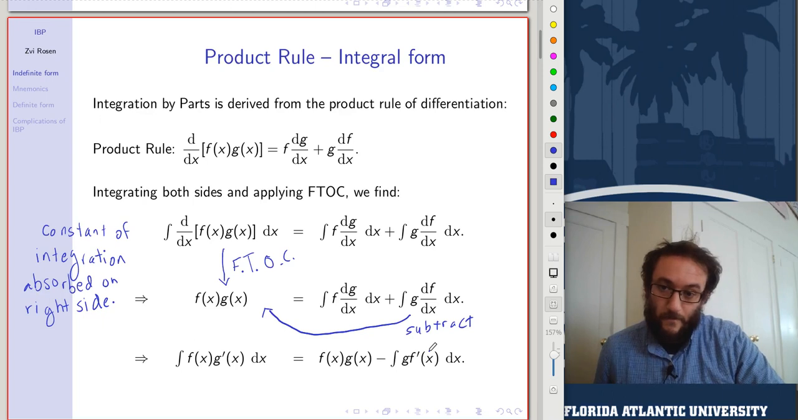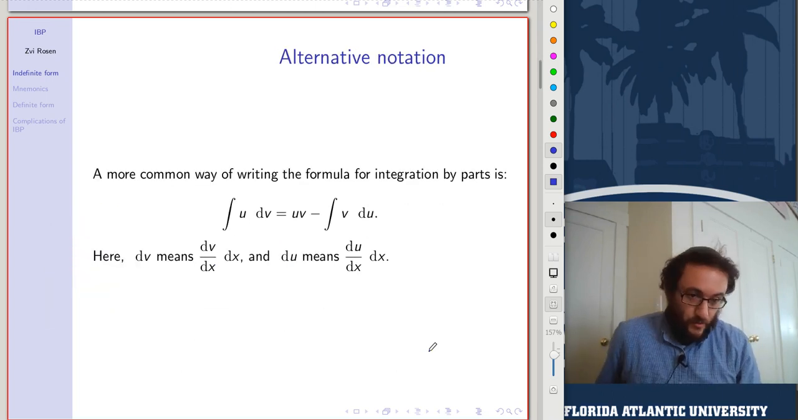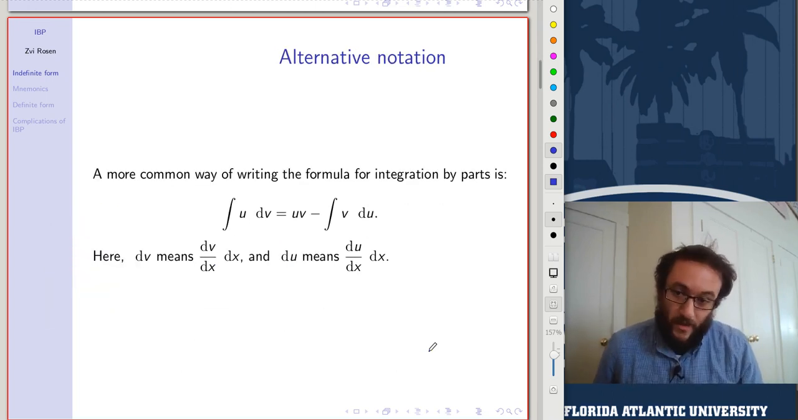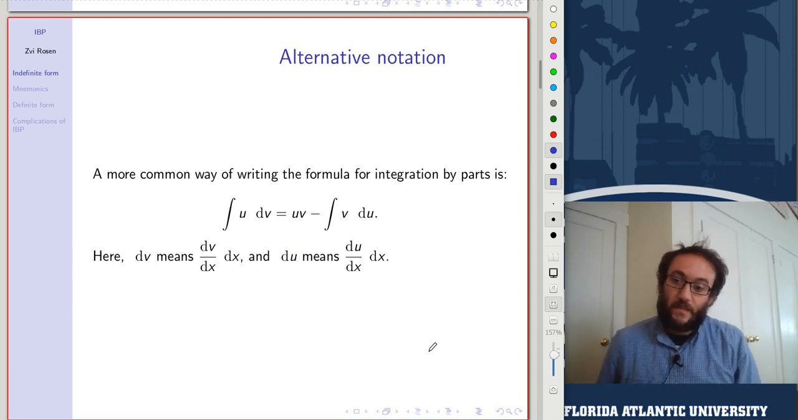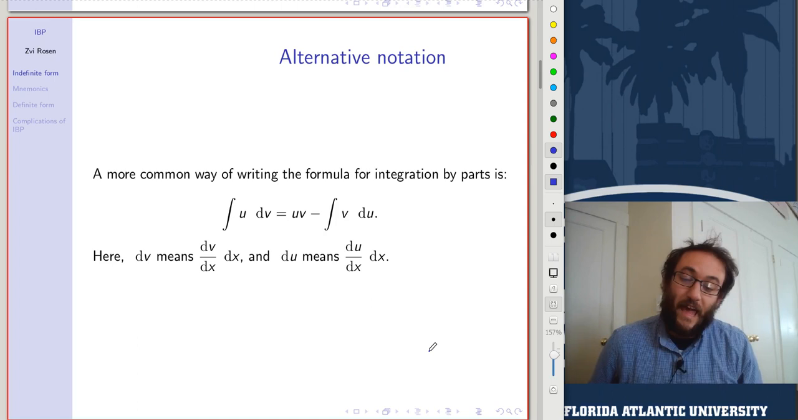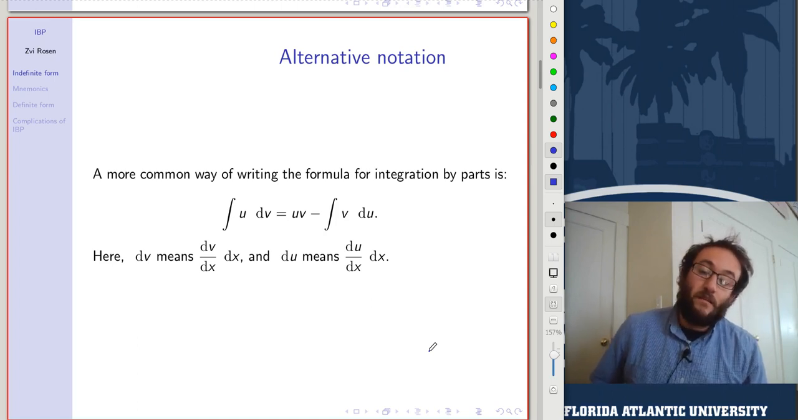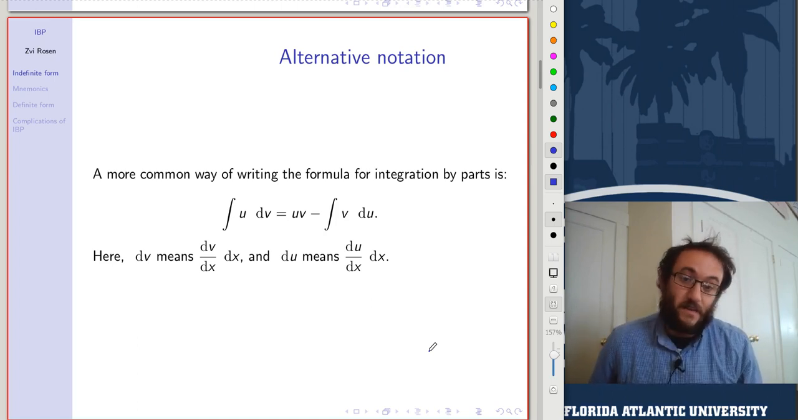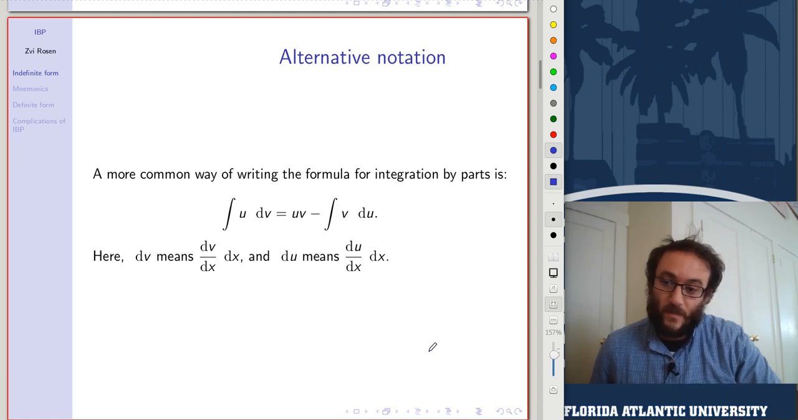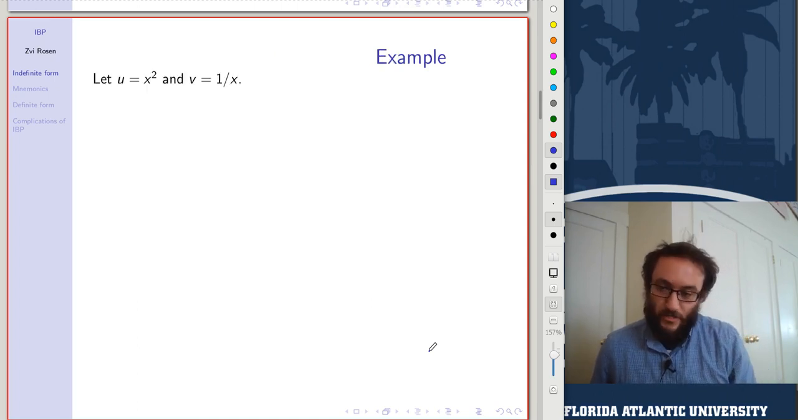An alternative notation that is a bit more common for this formula is the integral of u dv is equal to uv minus the integral of v du. Here dv means the derivative of v with respect to x times dx, and du means the derivative of u with respect to x times dx. Let's do an example to clarify the notation.